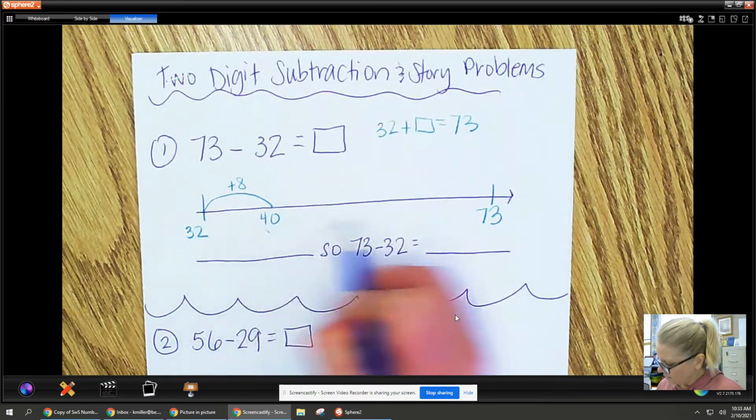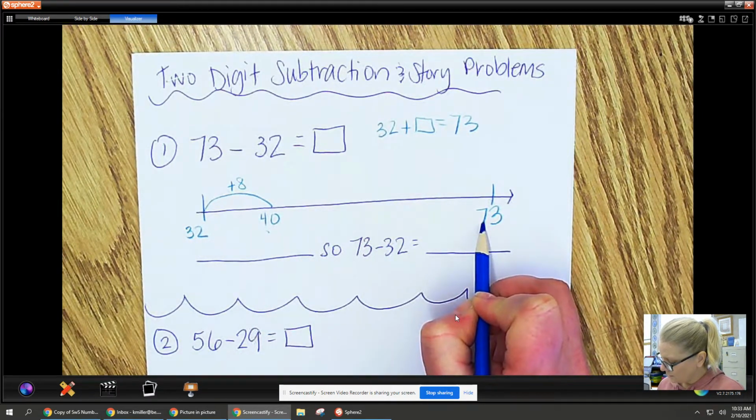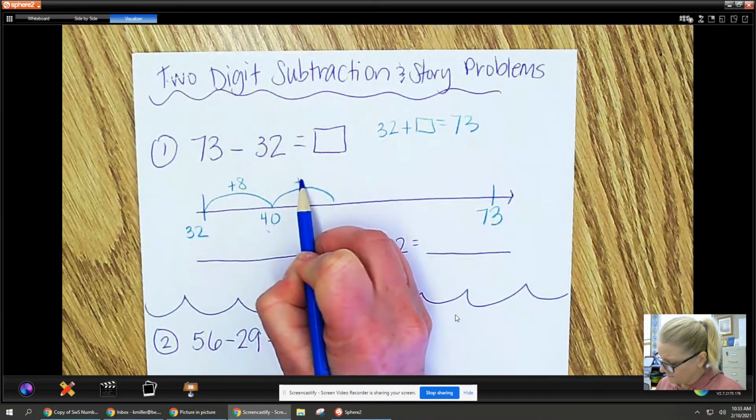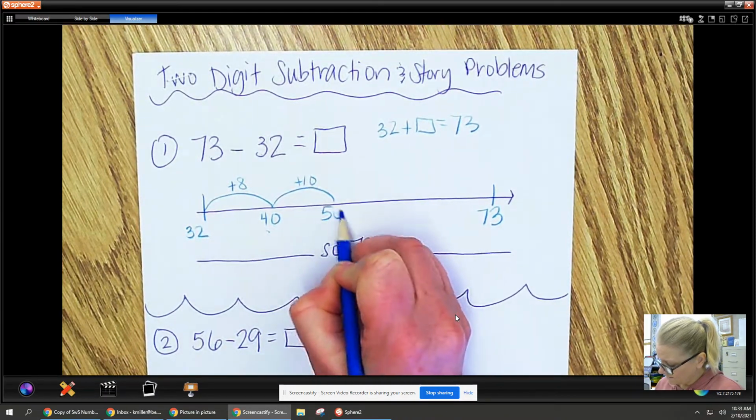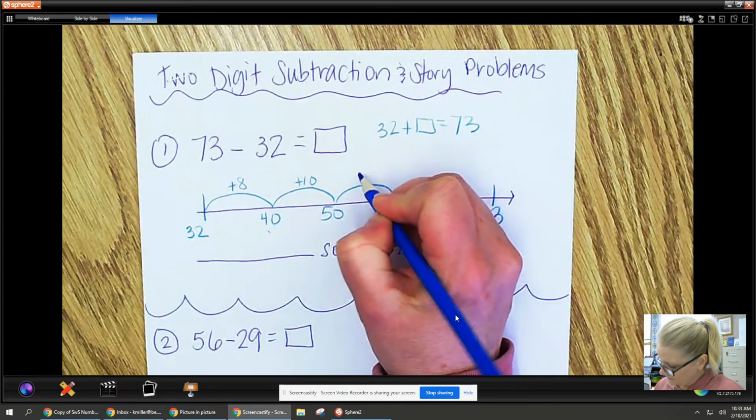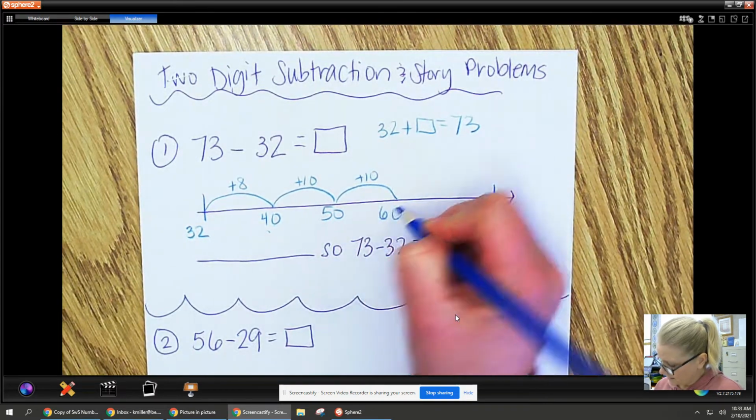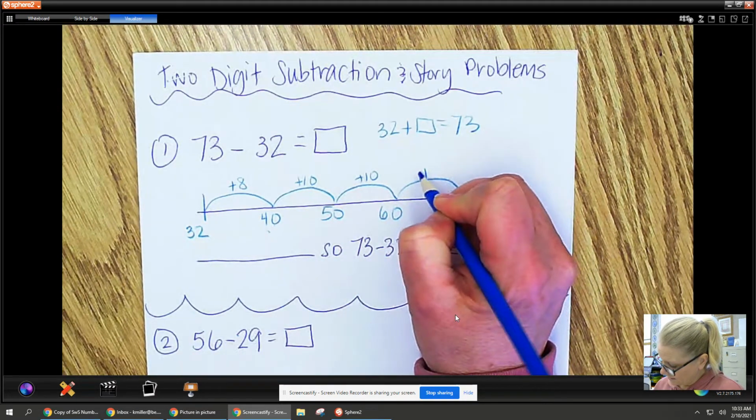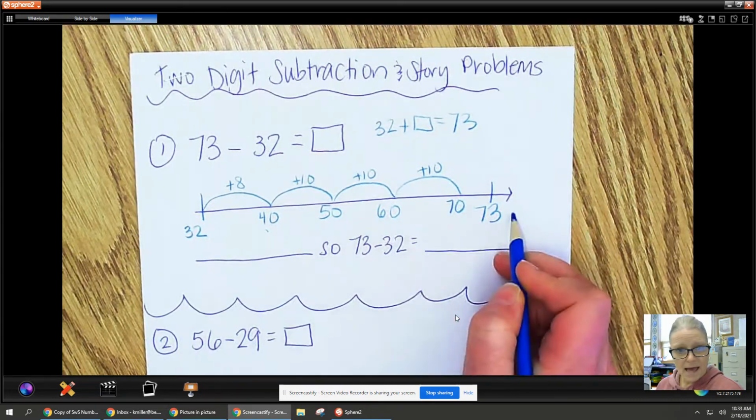So I'm going to go ahead. I'm trying to get to 70 right here. So I'm going to add a 10. That's going to give me 50. Another 10, that's going to be 60. And another 10 gives me 70. Then I just need to add my 3.